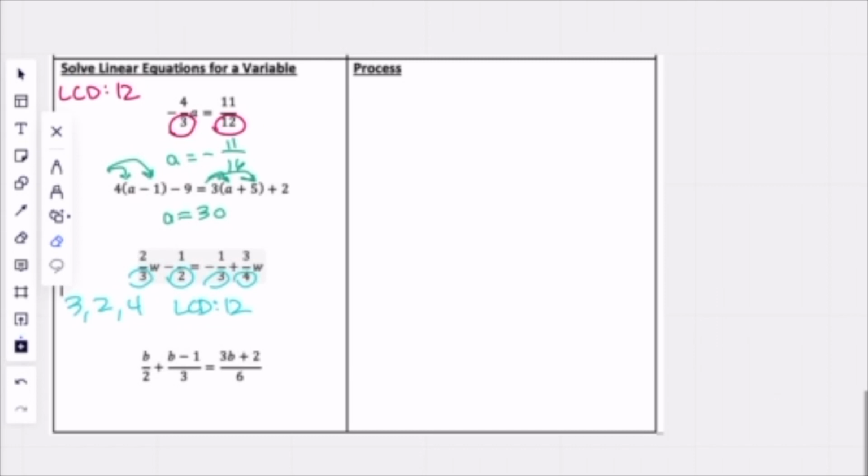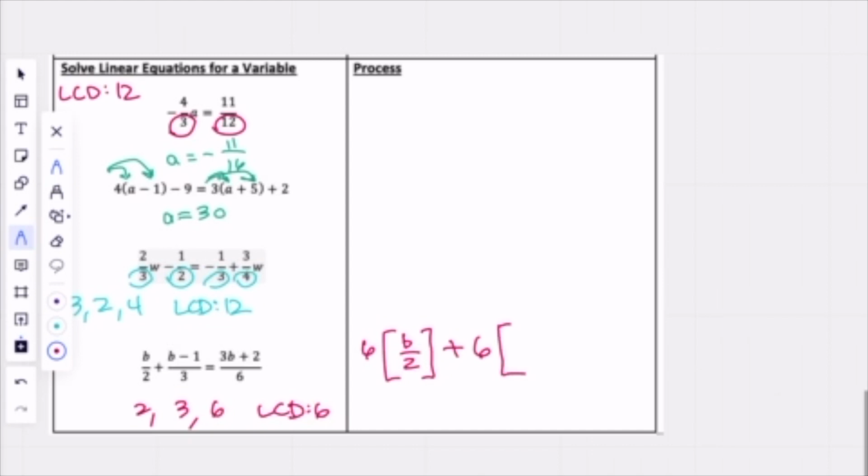Okay, for our last example, what do we have as our denominators? We have 2, 3, and 6. All right, let's think about what our common denominator would be. Take a look at our largest value there and see if the other two are factors, and they are indeed. So this one's easy. Our LCD is going to be 6, so we're going to multiply everything through by 6. So I've got 6 times b over 2 plus 6 times b minus 1 over 3 equals 6 times 3b plus 2 over 6.